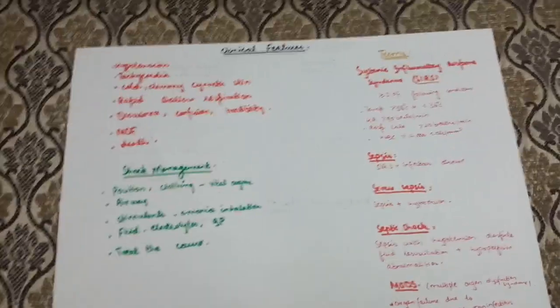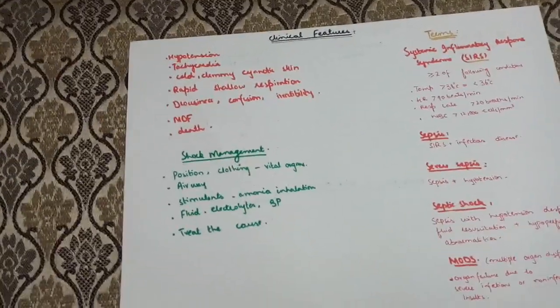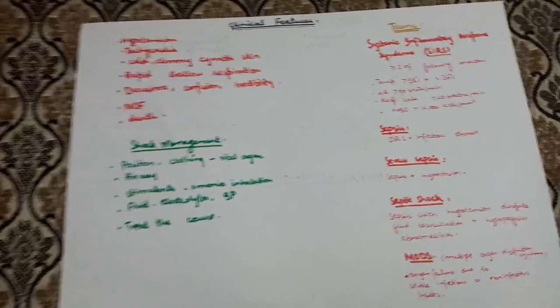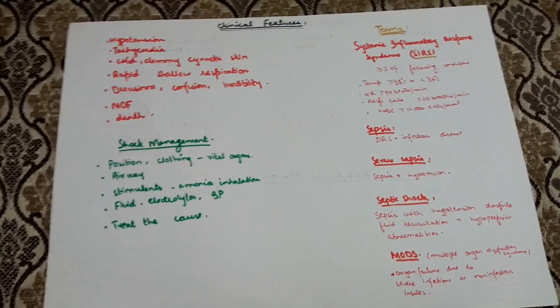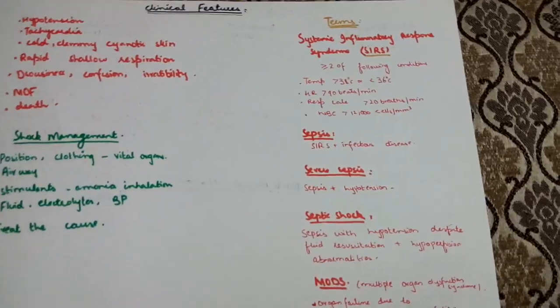Let's discuss clinical features. Hypotension, tachycardia, cold clammy cyanotic skin, drowsiness, confusion, irritability, death. In shock management, position, clothing, vital organs are important, airway should be maintained, stimulants should be given, and treat the cause first. There are a few general terms I would like to explain to you.